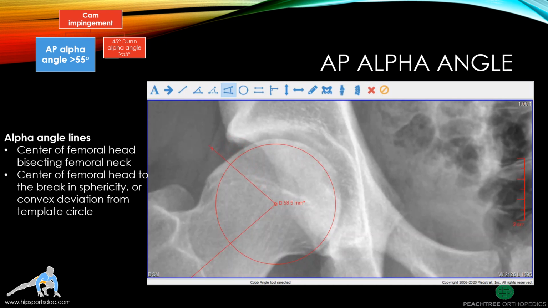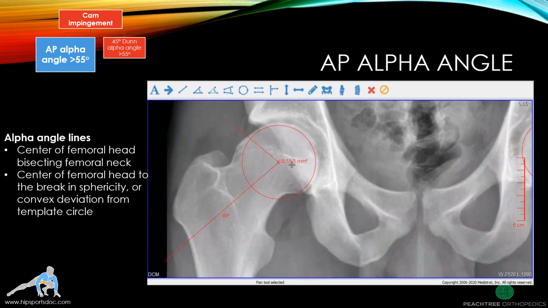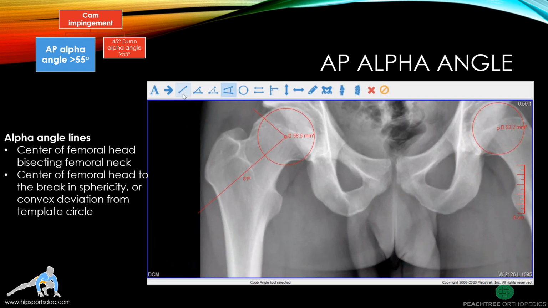This occurs when the distance between the red template circle and the bone margin begins to increase at the superolateral aspect of the femoral head in the image, indicating a change from concavity to convexity. We can see the bump that is suspicious for cam impingement, and the measurement of 81 for anteroposterior alpha angle confirms this.